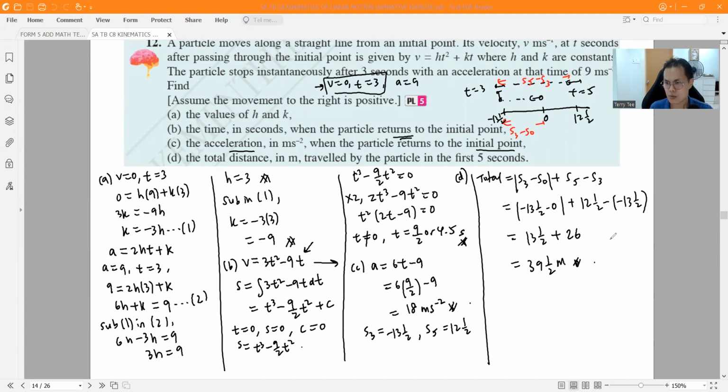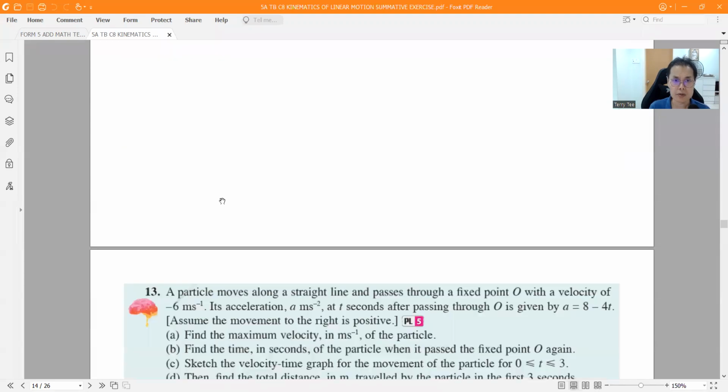Now, I think the textbook gave a different answer. I think the answer in the textbook is 14.5, which I think is incorrect. You can validate, verify. Yeah, I got 39.5. All right, that is question number 12. Let's move on to 13. A few more to go.